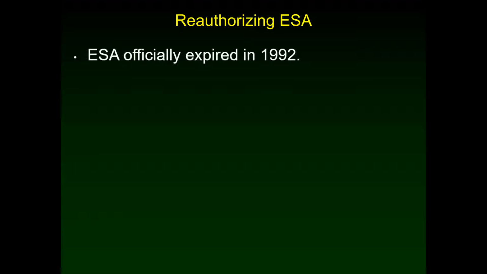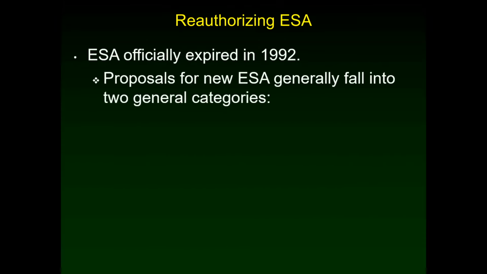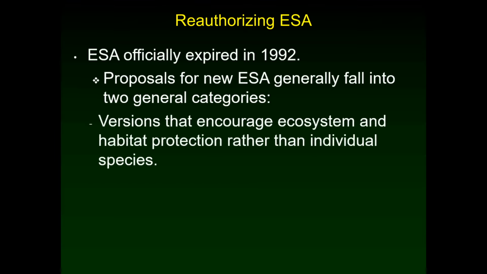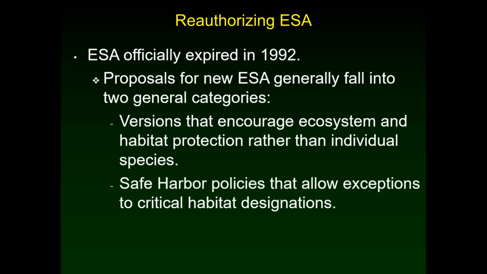So reauthorizing ESA, it expired in 1992. Proposals for new ESA generally fall into two categories: versions that encourage ecosystems and habitat protection rather than individual species, and safe harbor policies that allow exceptions to critical habitat designations. And a lot of this is economic considerations.